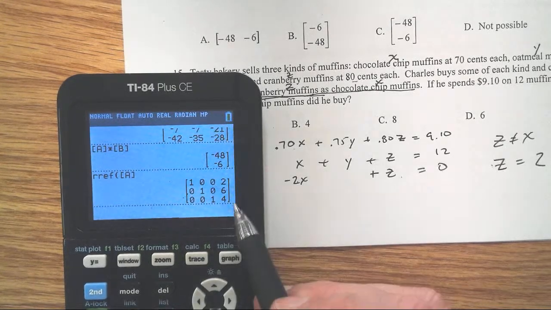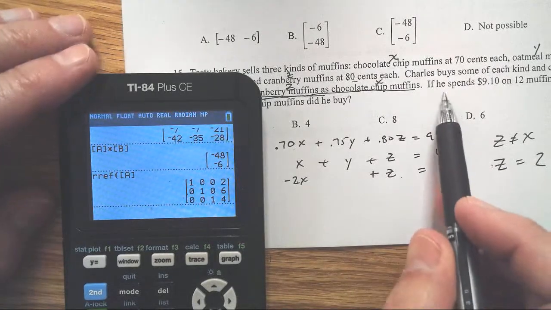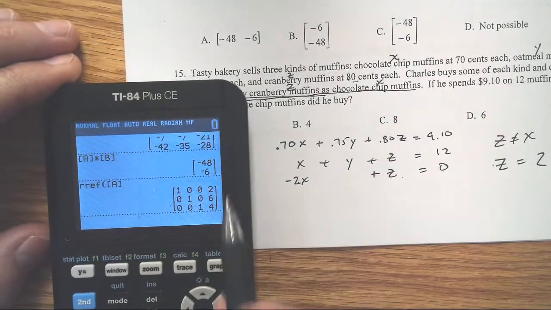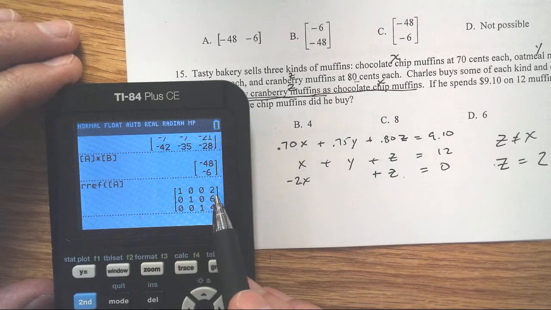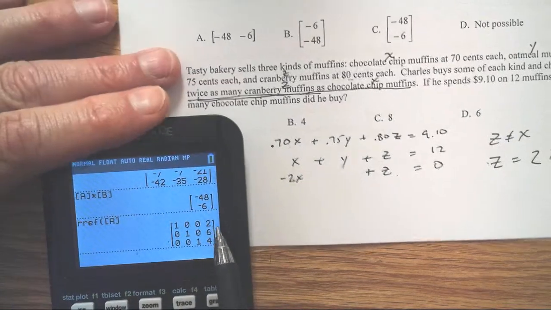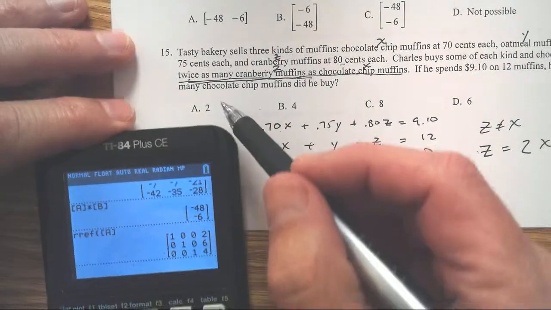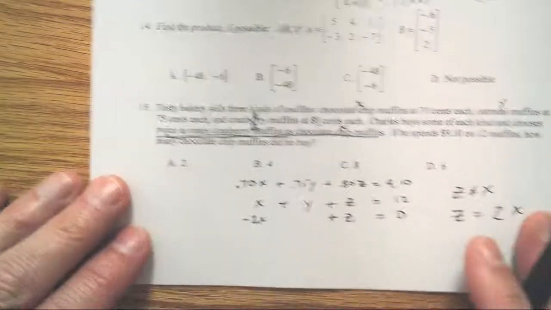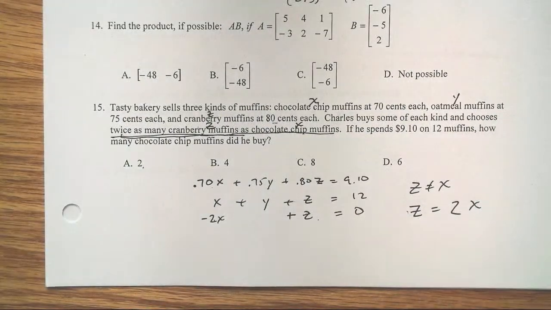And we have, if we spent 9.10 on 12 muffins, it means we've got 2 of the chocolate chips, but we do want to know how many chocolate chips did he buy? 2. There we go. And we've got it. And that is page 3. I'm keeping these short, and all 10 pages are going to be out there for you. So good luck. Let me know what we can help with.